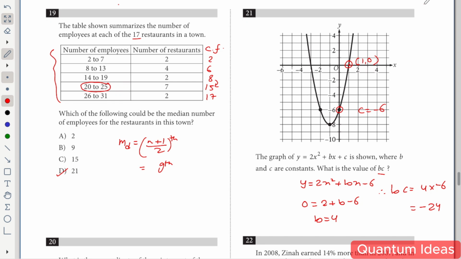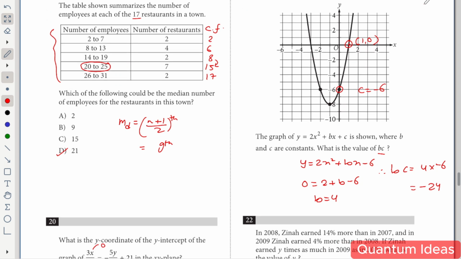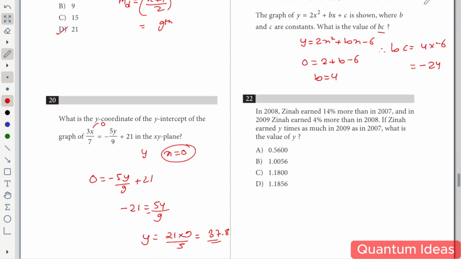Okay, so let's move to the next one. 22, I think it's from percentage. In 2008, Gina earned 40% more than in 2007, and in 2009 Gina earned 4% more than in 2008. If Gina earned y times as much in 2009 as in 2007, what is the value of y?